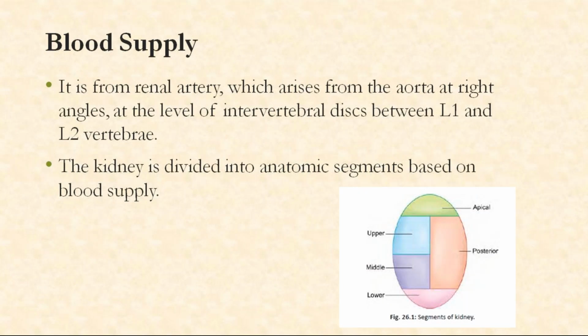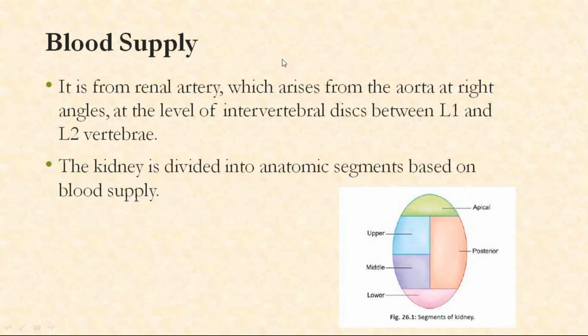Coming to blood supply, this is again very important, the segments of the kidney. See, this is the kidney division. It is first divided into apical segment and lower segment, then upper, middle, lower and posterior. Total 5 segments: upper, middle, lower, apical and posterior. So the blood supply is usually from the renal artery, which arises from the aorta at right angles at the level of the intervertebral disc between L1 and L2.